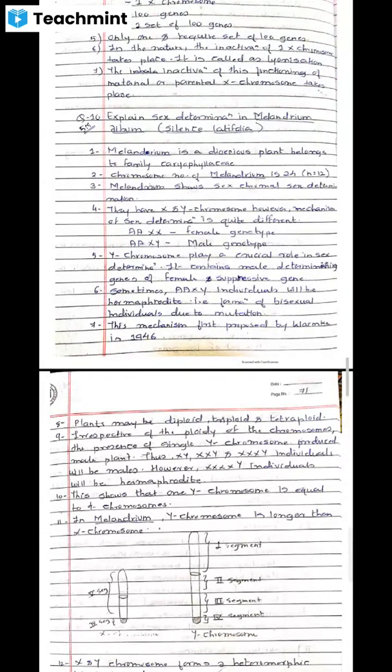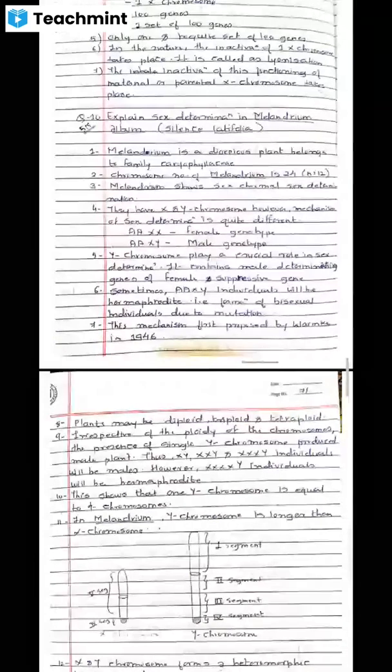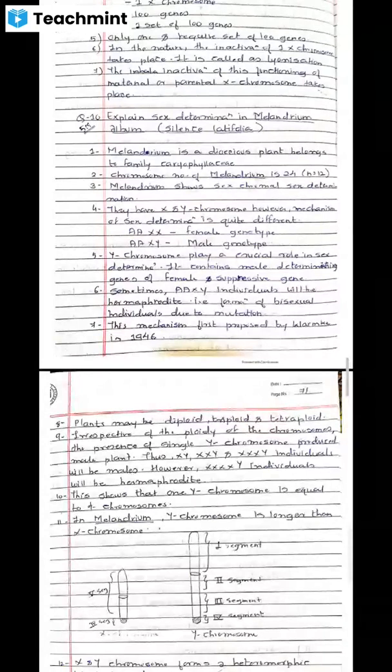So individuals will be hermaphrodite. That means in the male body, that is AAXY, these will be hermaphrodite. That means there is the formation of bisexual individuals due to the mutations of the chromosome. So in this Melandrium, the mutations take place in these chromosomes, and hermaphrodite means both sexes are present in the single body. That term is called hermaphrodite. So hermaphrodite individuals will be produced due to the mutations.